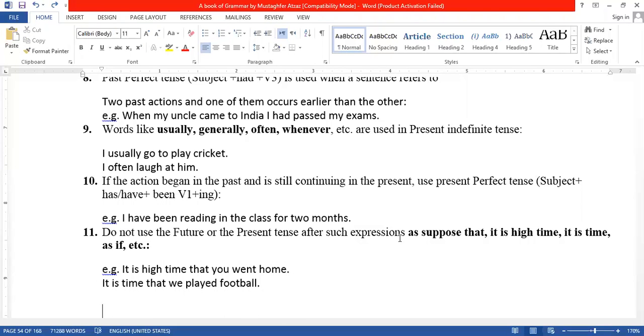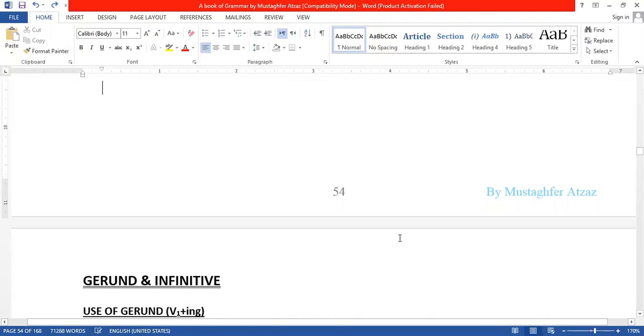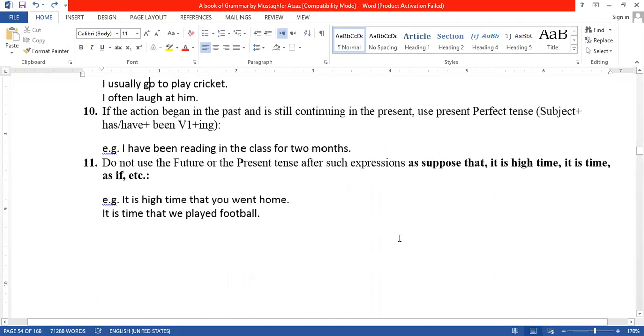All right. We are left with just the last rule of today's discussion. I shall end this lecture then. Do not use the future or the present tense after such expressions as suppose that, it is high time, it is time, as if. For example, it is high time that you went home. It is time that we played football. In both of these examples, you can witness the past tense, that is past simple.